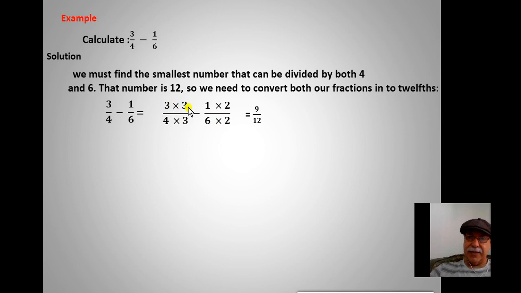I get for that 3 times 3 is 9. 4 times 3 is 12. Minus 1 times 2, 2. 6 times 2 is 12. That's why now you see the denominator is the same.